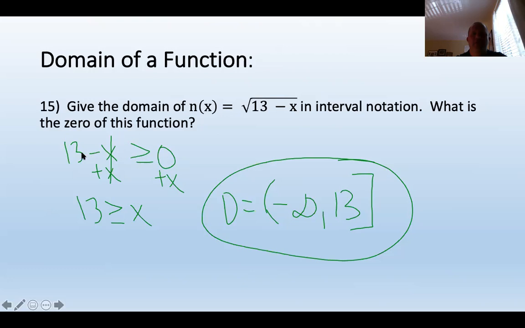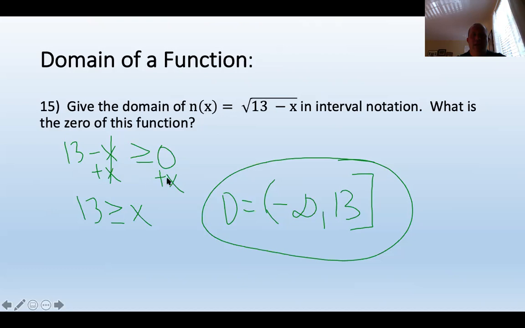So that's what I did, I set 13 minus x greater than or equal to 0 and solved for x. Once you solve that inequality for x, then you'll know what x would have to be so that you don't have an undefined number inside the square root. You wouldn't want to have a negative number inside the square root. So 13 minus x is greater than or equal to 0.